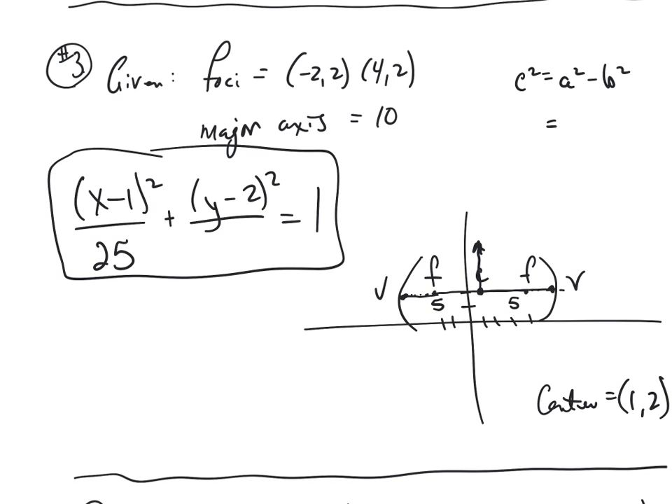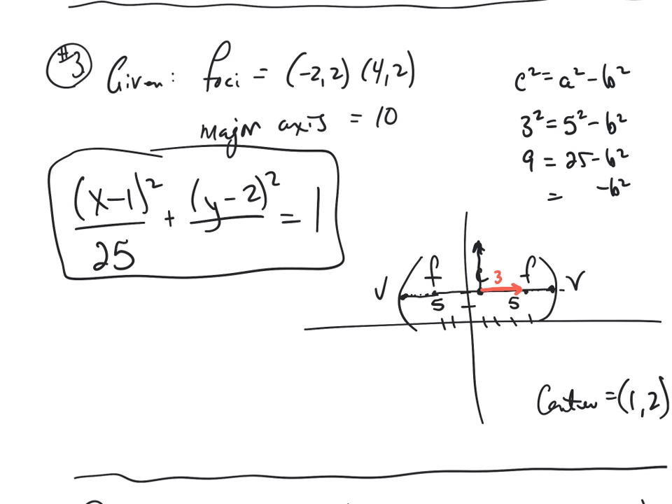Now we know what the a value is. We just found that. That's the 5. And we know the c distance is the distance from the center to a focus. And I'm going to put that in red. So the distance from the center to a focus would be like the distance from 1 to 4. So that distance is 3. So that means our c value is 3. And is that therefore an equation you guys can solve? Well, heck yeah. 3 squared is 9. 5 squared is 25.